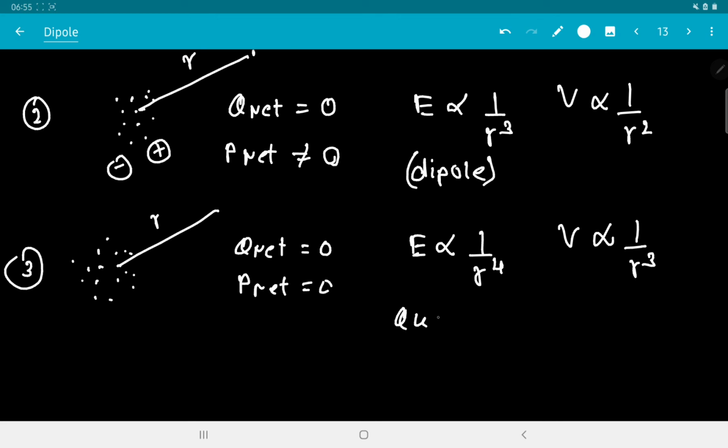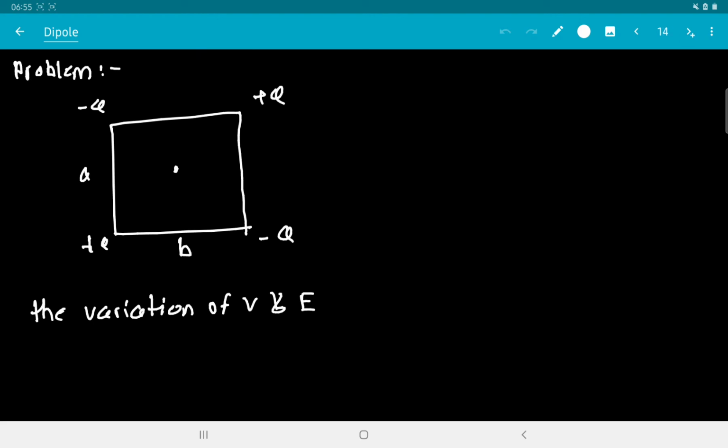It is a quadrupole. That means two dipoles are present. Okay, this will help us solve a lot of questions. For example, see the next problem. In the next problem, they have asked us the variation of the potential and the electric field.